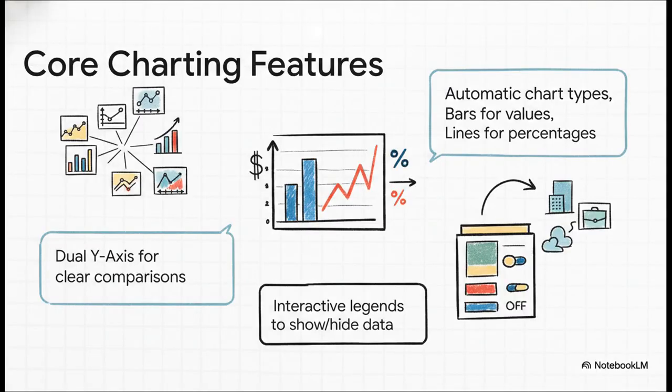Okay, let's break down what makes this so powerful. First off, the tool is just plain smart. It automatically knows to use bars for absolute values, like revenue, and lines for percentages like profit margins. This all works thanks to a dual y-axis, which lets you compare totally different kinds of data in one chart. You can also click on the legends to turn data on and off, so you can focus on what you really care about. And my favorite part, a huge time saver, is metric persistence. You set up your favorite metrics once, and boom, they're waiting for you when you look up the next company.